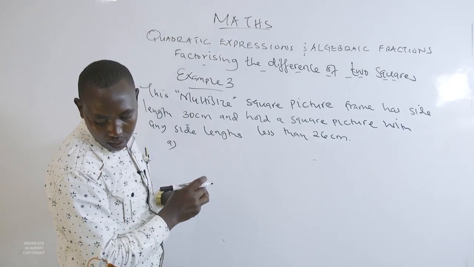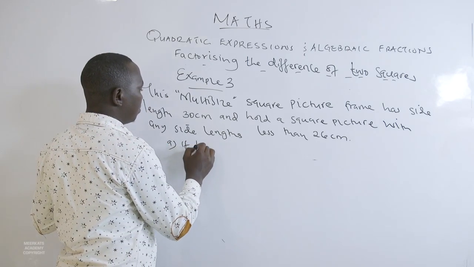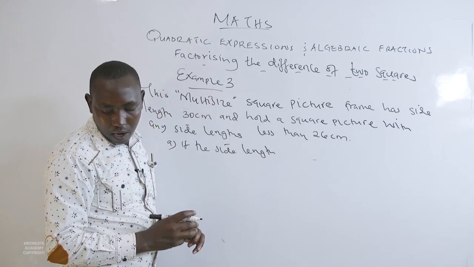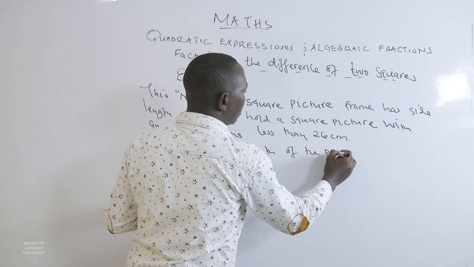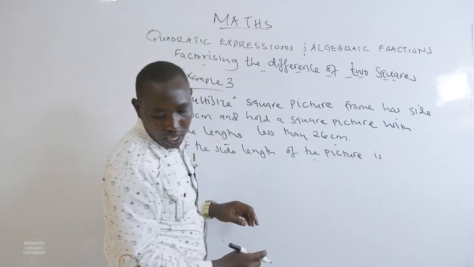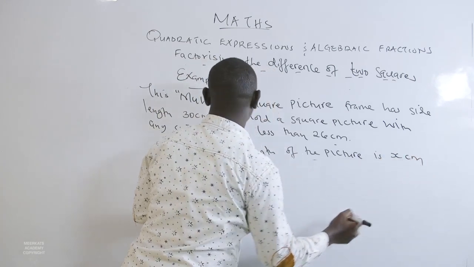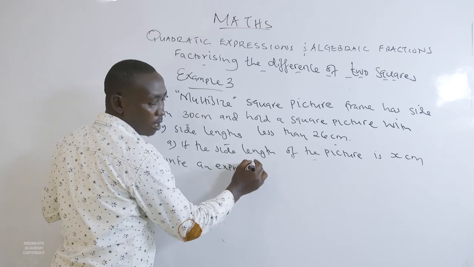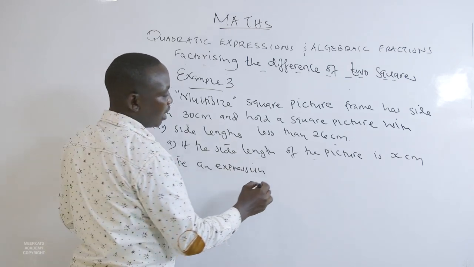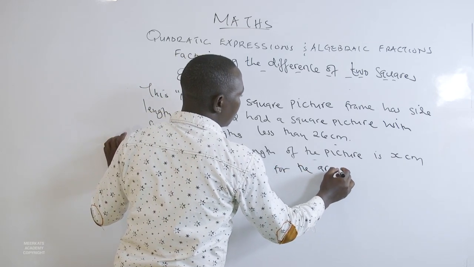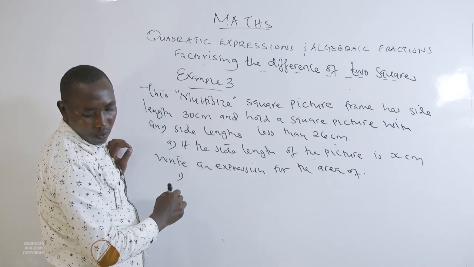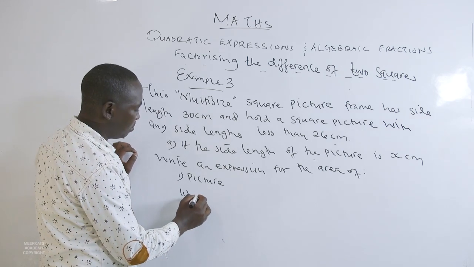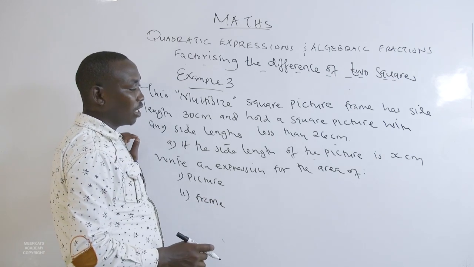First question is, if the side length of the picture is x centimeters, write an expression for the area of one picture to frame, and it should be in factorized form.